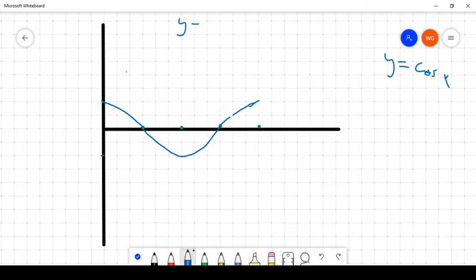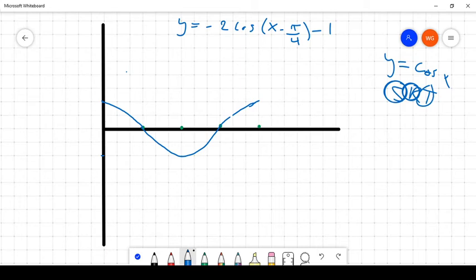Y equals -2 cos x minus pi over 4 minus 1. Okay, now we're going to apply the transformations in the order SRT: stretches and compressions, followed by reflections, followed by translations. So the first thing is that vertical stretch by a factor of 2.